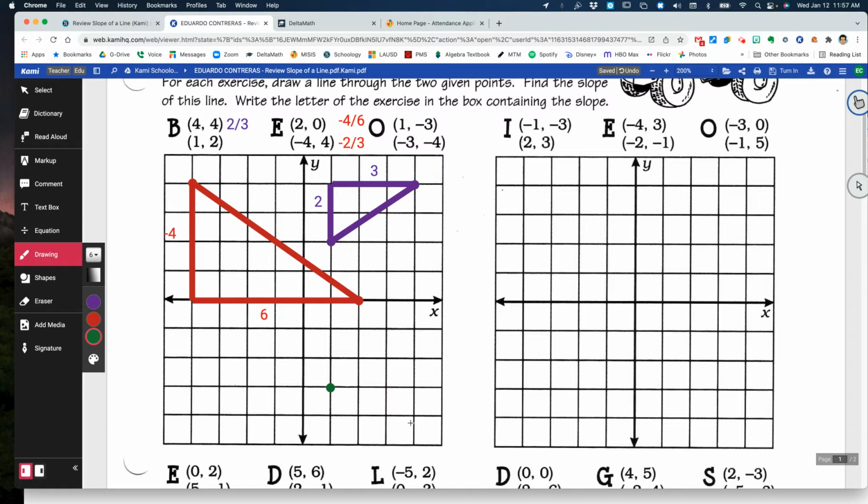And then I want to find -3, -4. So I go back to the origin to 0, 0. -3 for x is 3 to the left. -4 for y is 4 down. 1, 2, 3, 4. Right there. Those are my 2 points. Let's connect them. I don't want red though. Let me change that to green.